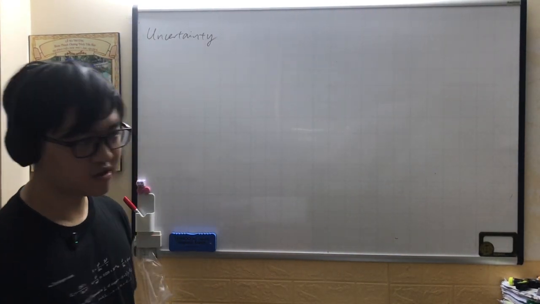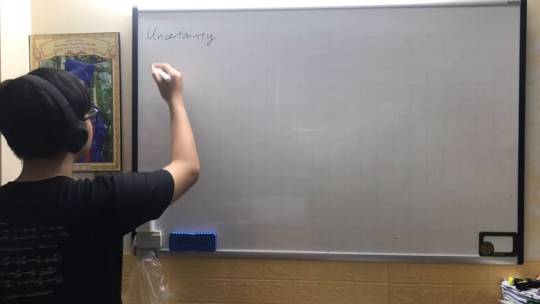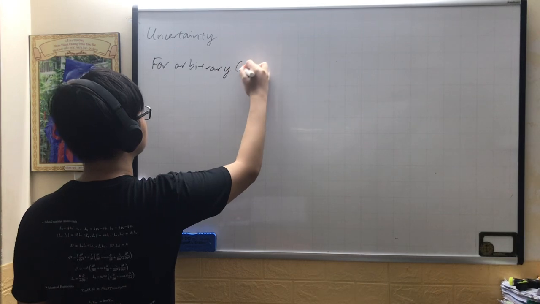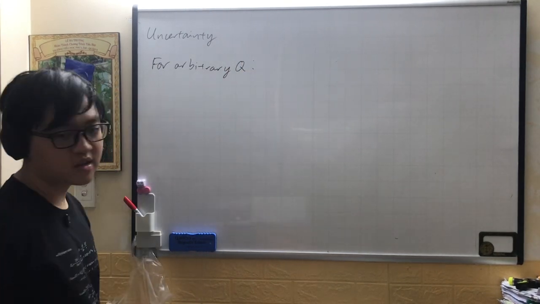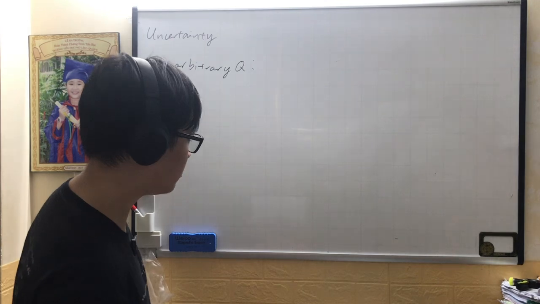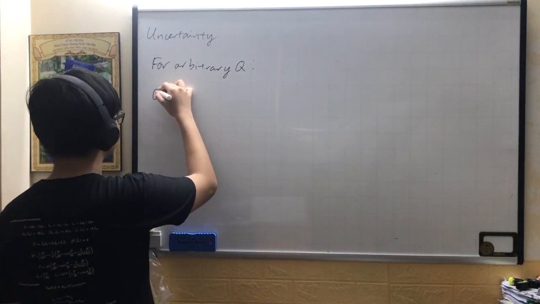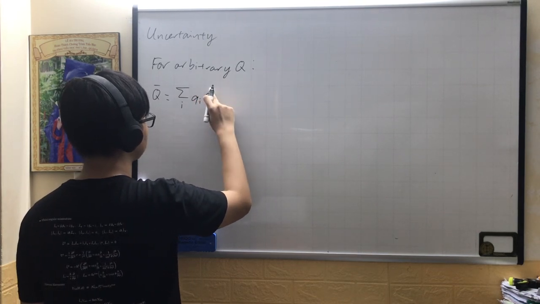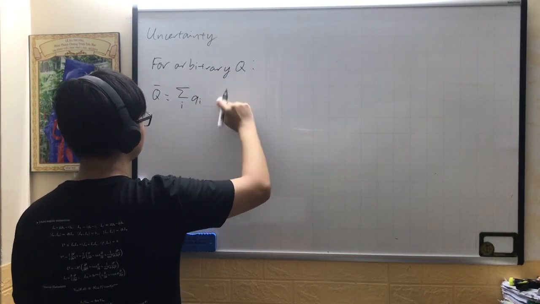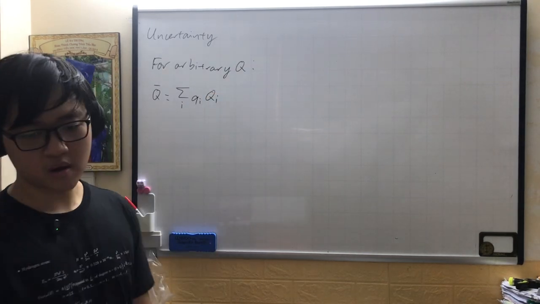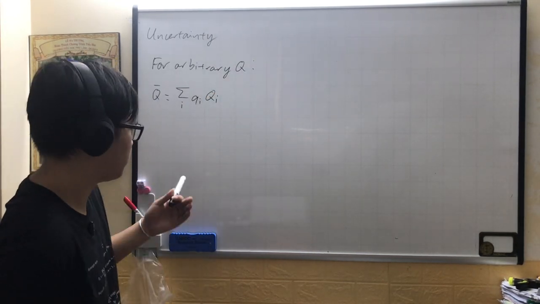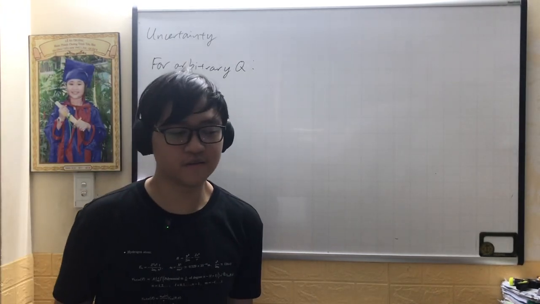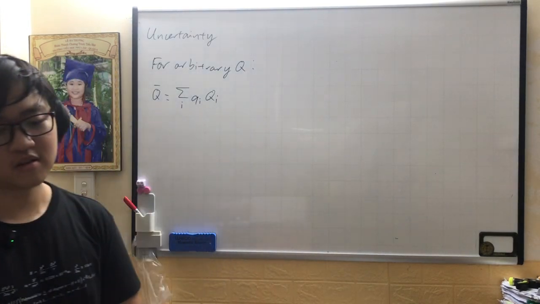So for example, you have an arbitrary Q value here. You would get the mean for Q, which is the sum of P times Qi. Okay, better use P, but whatever. Just take this like this. That is the definition for the mean value, right?